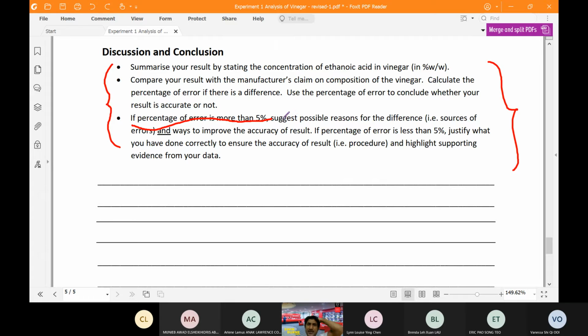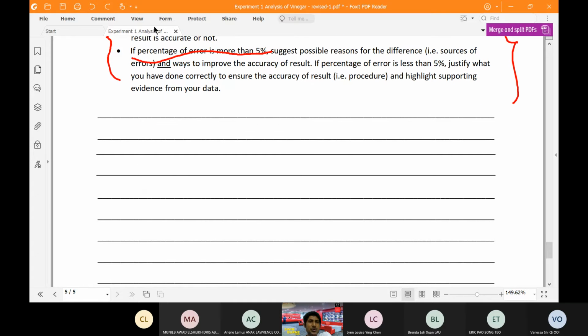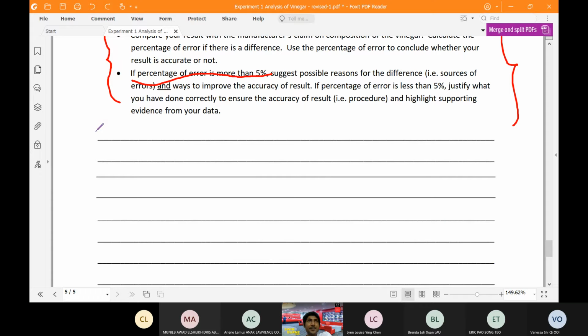The discussion says that whatever is given here, you should keep an eye on or refer to. It says summarize your result, compare the result, what is the percentage, more than 5%, and whether it is a good result or not. You should look at this and then prepare. But ideally, you should also remember the procedure for this specific type of lab experiment. What is the procedure you do?